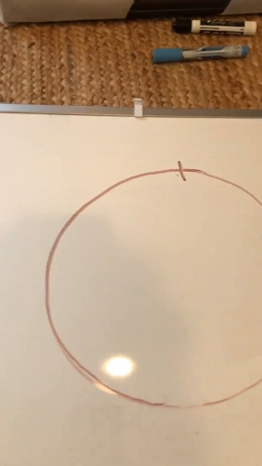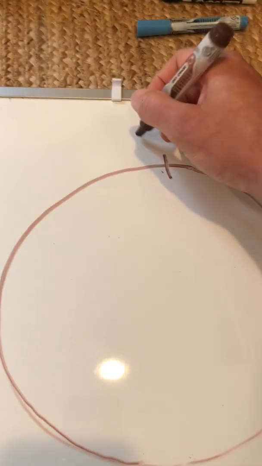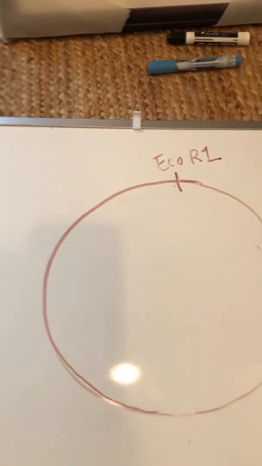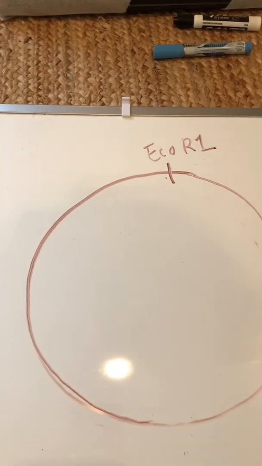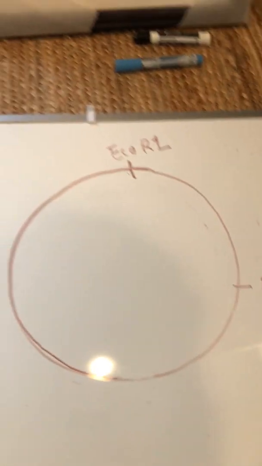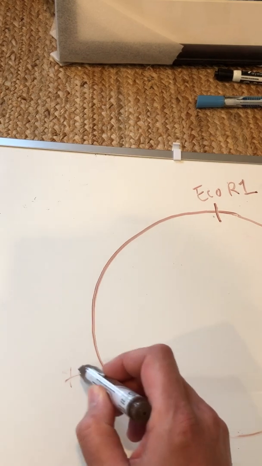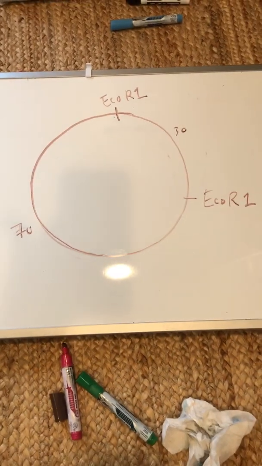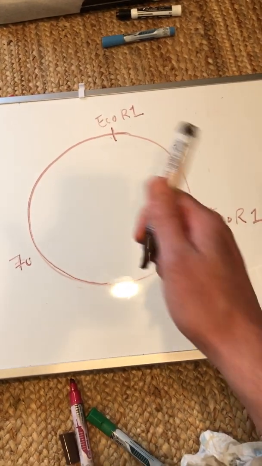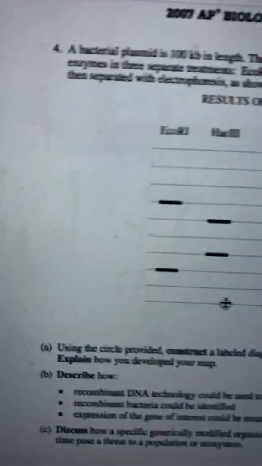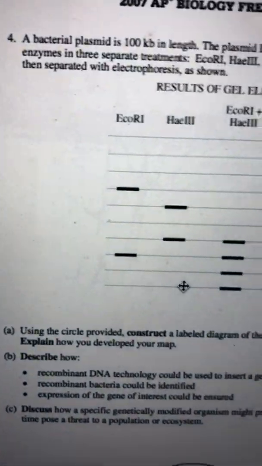So how do you do this? Well, again, don't worry about actually doing it. Just follow my logic through. So I know there's two EcoR1 restriction sites. So let's make one there. Doesn't really matter where you start. And let's make one here because I know that I've got to produce a 70 kilobase fragment and a 30 kilobase fragment. So there's my solution for EcoR1. If I cut with EcoR1, it produces a 30 piece and a 70 piece, and that produces those bands when it's run on the gel.